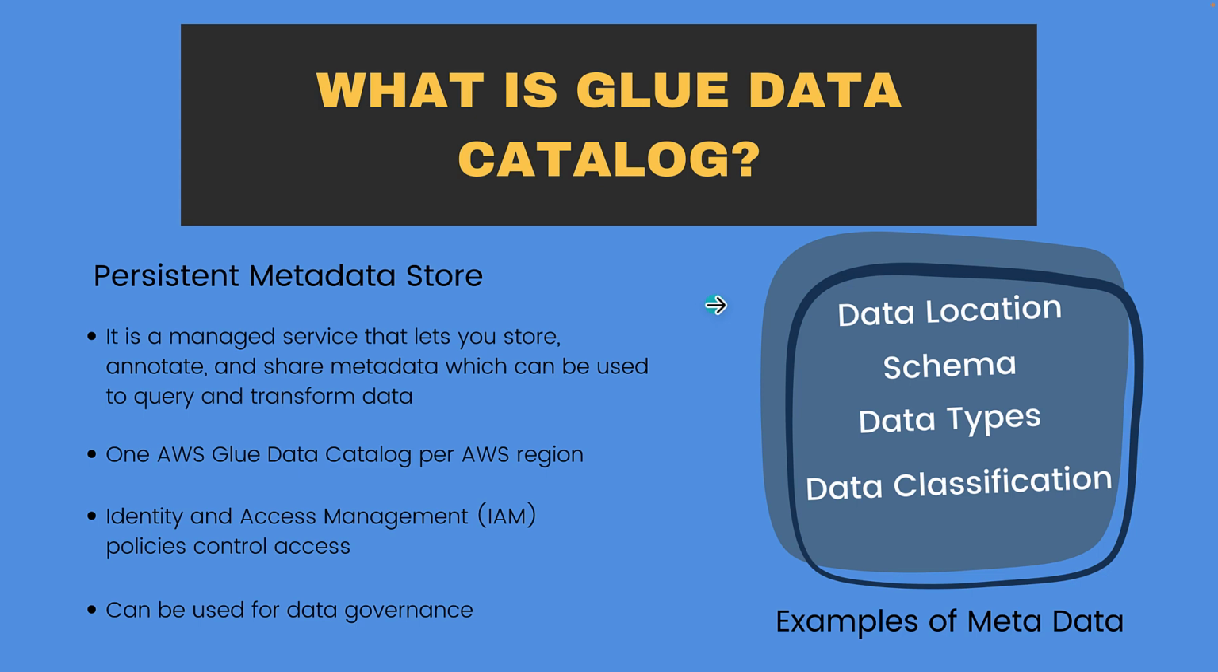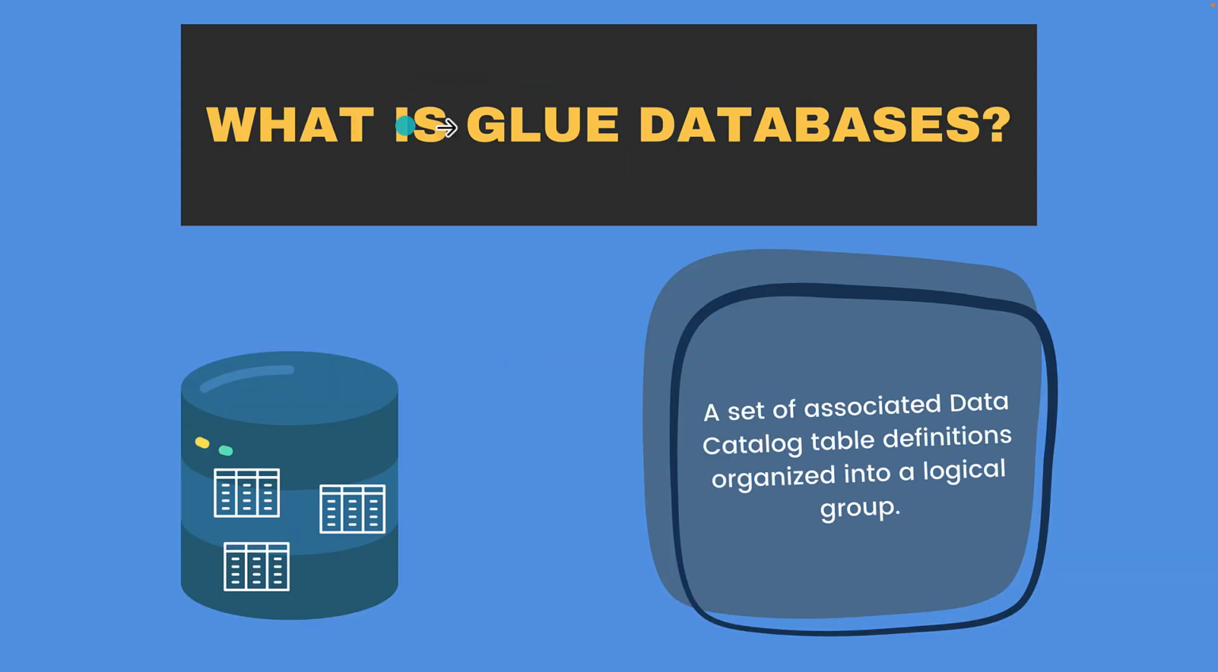There are AWS Glue videos on this channel that go into a lot of depth on this, but it's a persistent metastore. It tells us where the data location is, the schema, the types of data, and the data classification if we want. But for the purposes of this lesson in Presto, it's really the data location, the schema, and the data types that we are after.